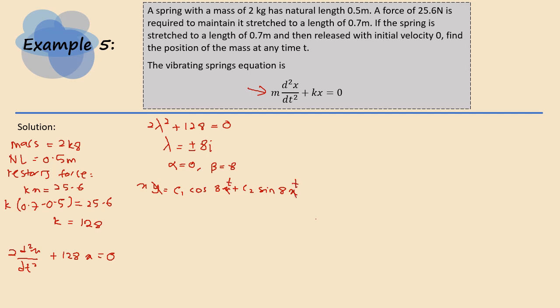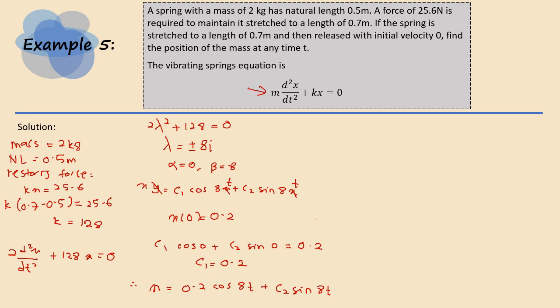So now let's find the particular solution. The first initial condition we have is x(0) equal to 0.2. So we substitute into our equation, c1 cos 0 plus c2 sin 0 is equal to 0.2. Given this, c1 is equal to 0.2. So our equation is x equal to 0.2 cos 8t plus c2 sin 8t.